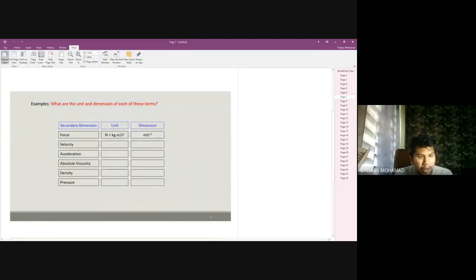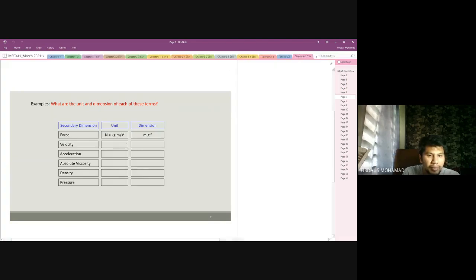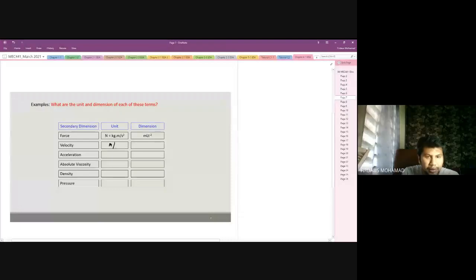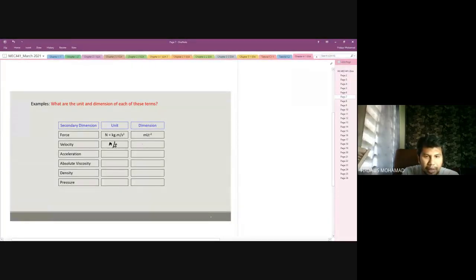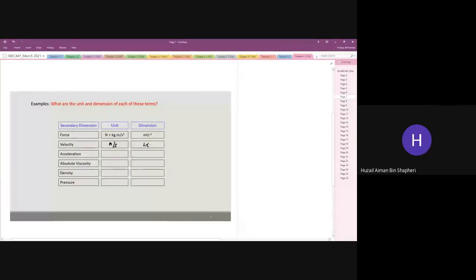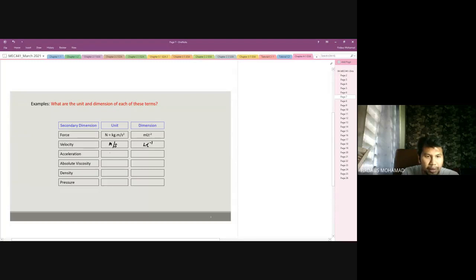Okay, for example, what are the unit and dimension of each of these term? Okay, so kita dah buat velocity ni. Apa velocity ni? Meter per second. So meter per second, length, LT minus 1. Acceleration, meter per second square. So LT minus 2.